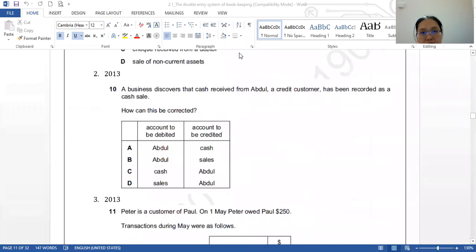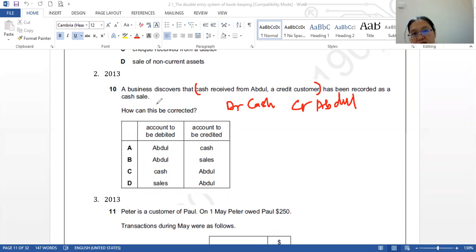Okay, question 2. A business discovered that cash received from Abdul, a credit customer, has been recorded as a cash sale. Your double entry for this should be debit cash, credit Abdul. But we made a mistake. We did debit cash and credit sales. So this entry is wrong.